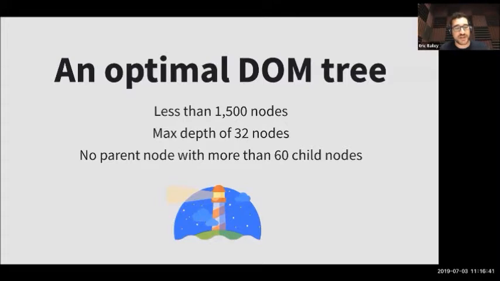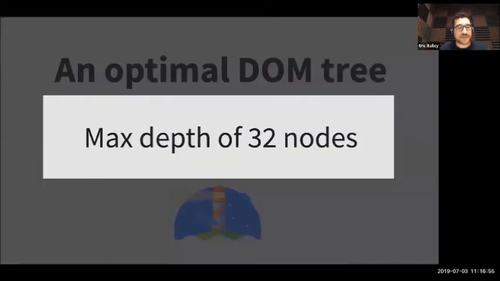Google's Lighthouse project, an open source tool that analyzes your website for performance problems, recommends an optimal website DOM tree has the following: less than 1,500 nodes, a max depth of 32 nodes, and no parent node with more than 60 child nodes. What I'd like to call attention to is the max depth of 32 nodes bit. This might seem like a lot of wiggle room at first, but take a moment and think about the templates of the websites that you've worked on.